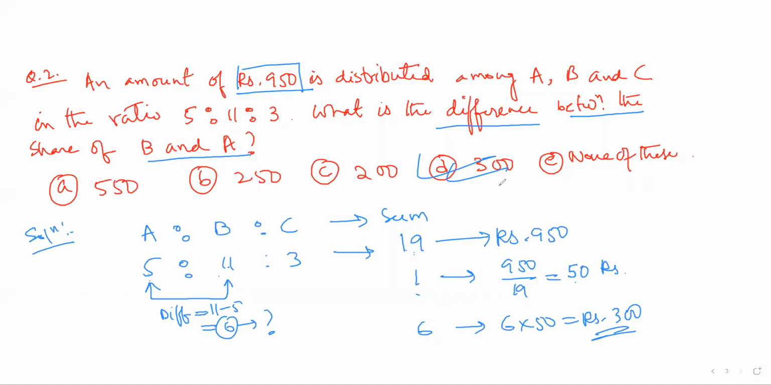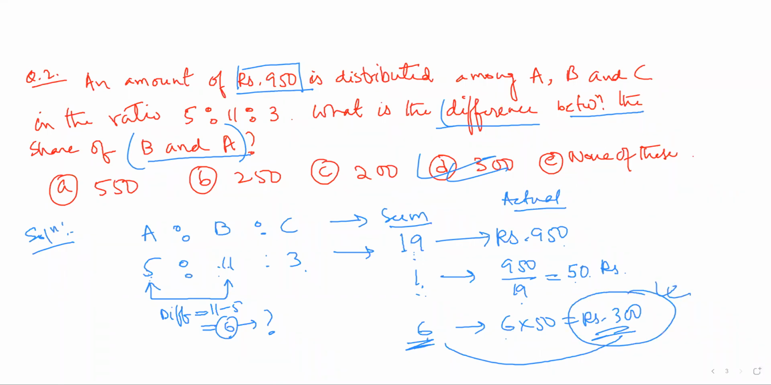Now let me repeat. The shares of A, B, and C are 5, 11, and 3. The sum we calculated is 19. The actual money for 19 is 950. So 19 is equivalent with 950, and one is 50. The question asks the difference between the share of A and B. One is 11, another is 5. So the difference is 6. The value of 1 is 50, so 6 will be 6 into 50. That means 300. So 300 is the answer.